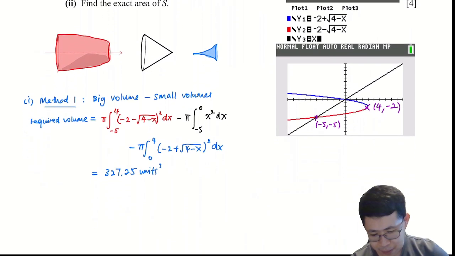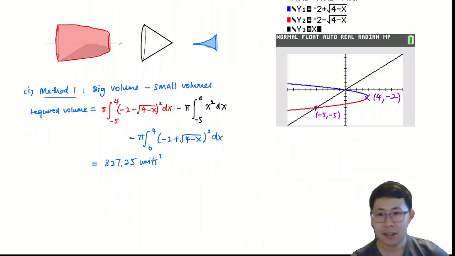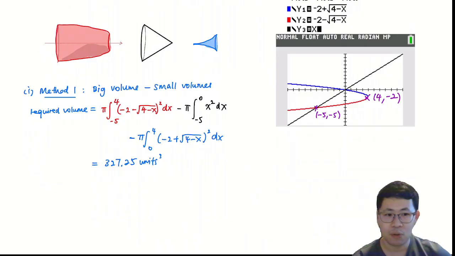So this is method 1, taking the big volume minus all your small volumes.